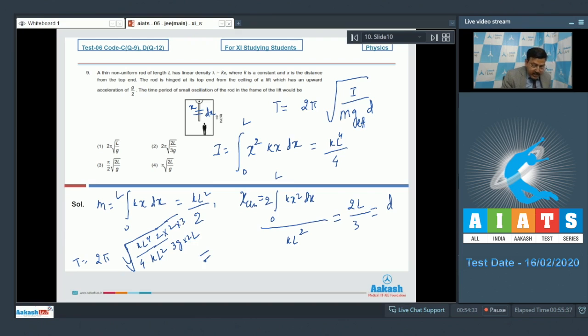Let's now simplify this to find the time period. This is coming out to be 2 pi under root of, well, k will go off, and this 3 also goes off. So this is then L by 2g. This is the time period, and if we bring in this 2 under the radical sign, the time period is coming out to be pi under root of 4L by 2g. That means 2L by g. And if we look at the options, it is matching with option 4. So option 4 is correct for question 9. Let's go to the next question now.